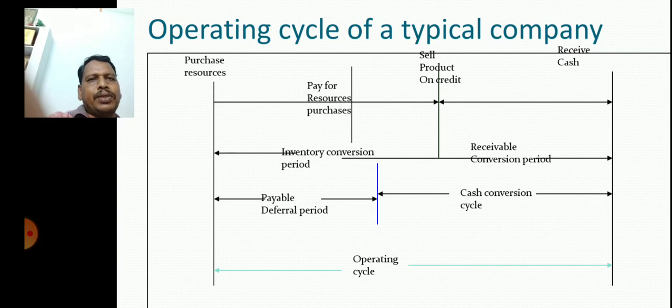First, purchase resources, pay for resources, that is purchases, and sell the product on credit basis and convert the credit sales into cash. The periods are the inventory conversion period, receivables conversion period, payable deferral period, cash conversion cycle, and overall operating cycle.